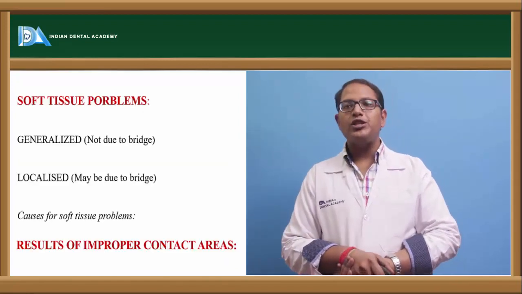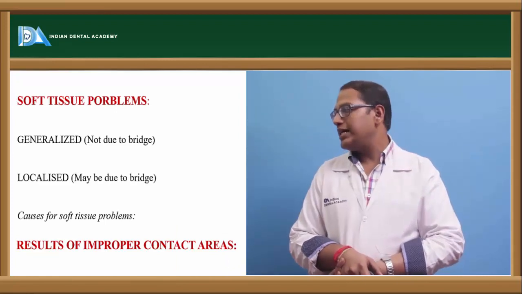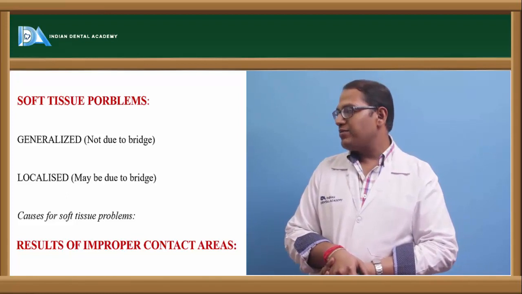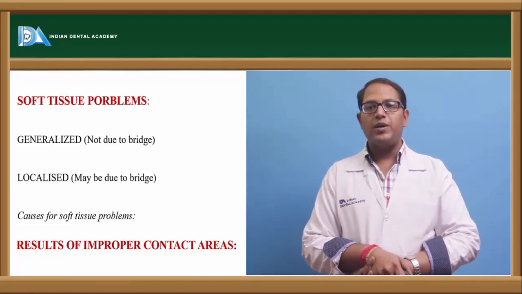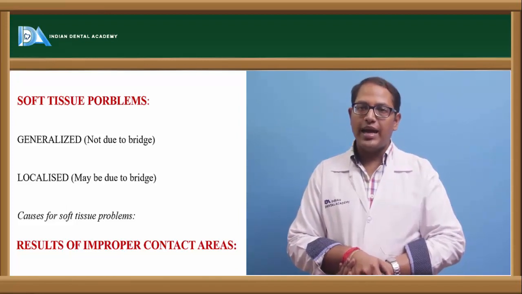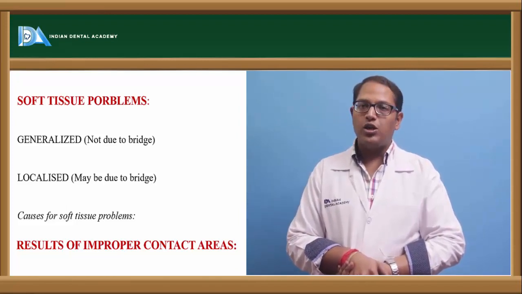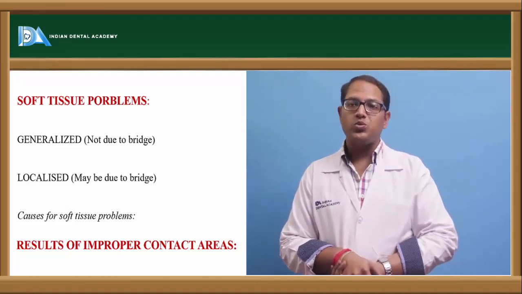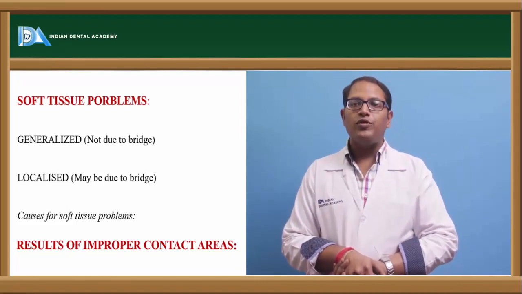Coming to the soft tissue problems, that can be generalized, that is not due to the bridge, or it can be localized, that may be due to the bridge or the fixed partial denture. Now, what are the causes for the soft tissue problems that can happen? It can be over or under contoured restoration. It can be narrow embrasures which are present. It can be over and under contoured crowns.